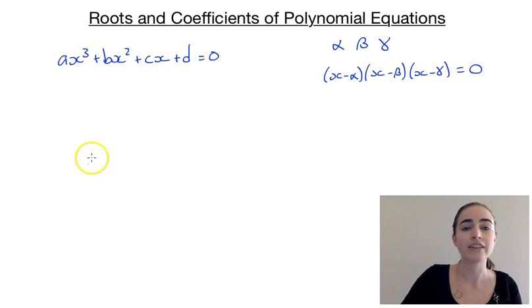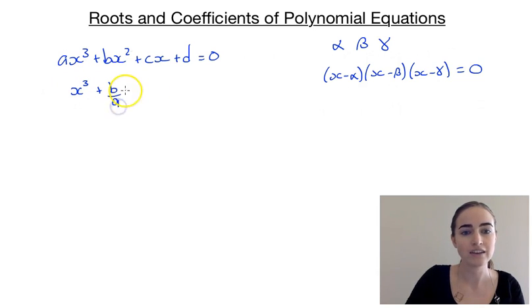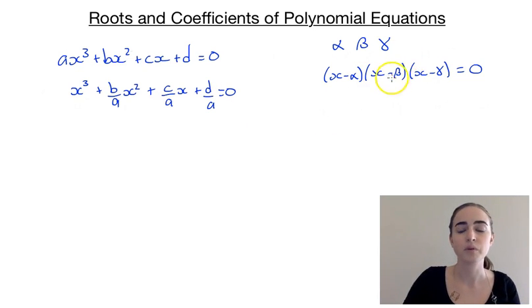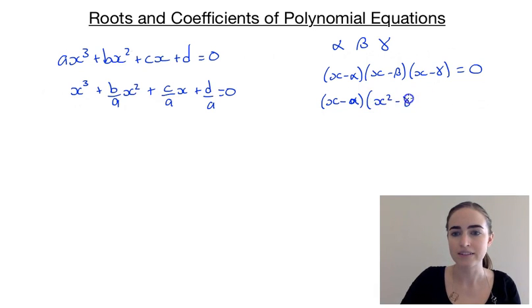So again, we're going to rewrite this as a monic cubic. So we're going to have x cubed plus b over a x squared plus c over a x plus d over a is equal to 0. And we're going to expand this out. So I'm going to expand out my two second brackets first. So leave my first one as it is. And then we'd have x squared minus gamma x minus beta x plus beta gamma equals 0.